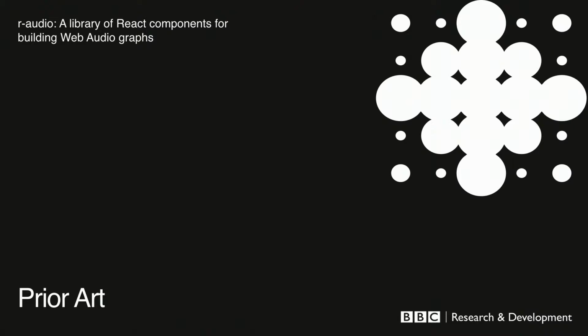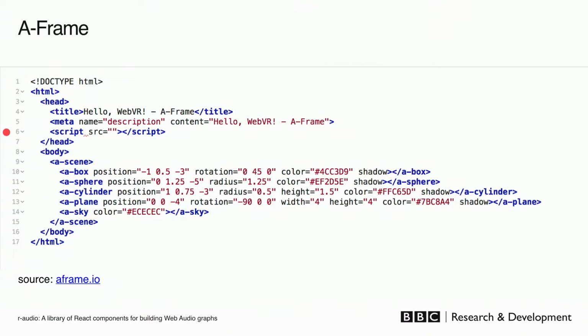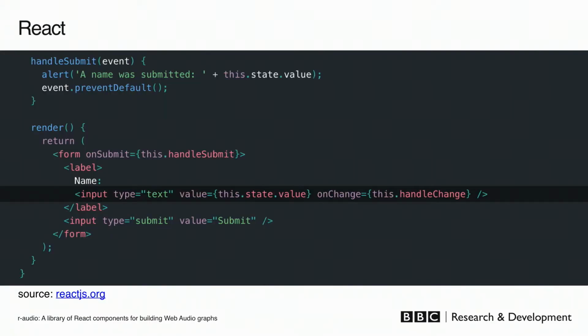So some of the projects that have inspired me, libraries like A-Frame and React, they both rely on this idea of explicit and implicit state. So you have a virtual explicit state that's controlled by the developer, and then the library reconciles that state with what I call implicit state, which is either your DOM or, in the case of A-Frame, a WebGL context.